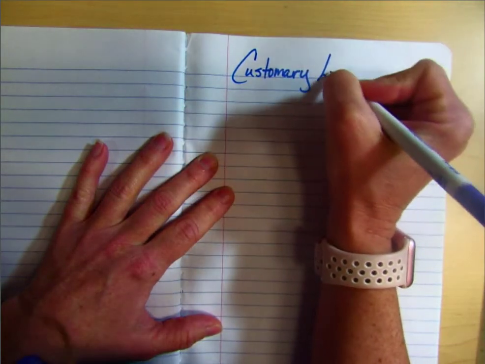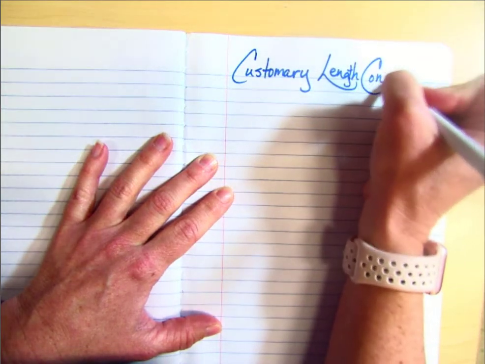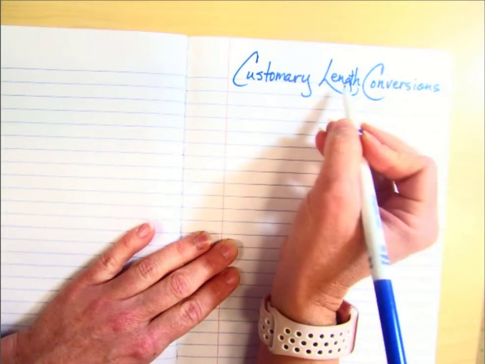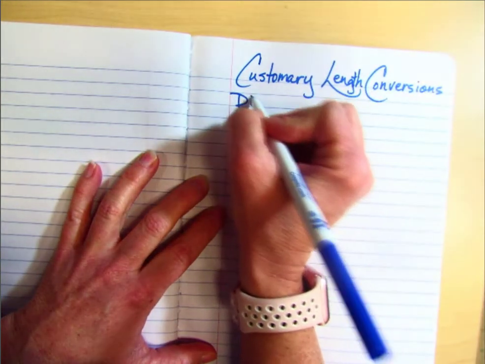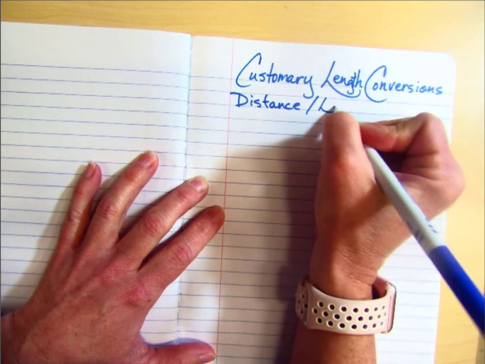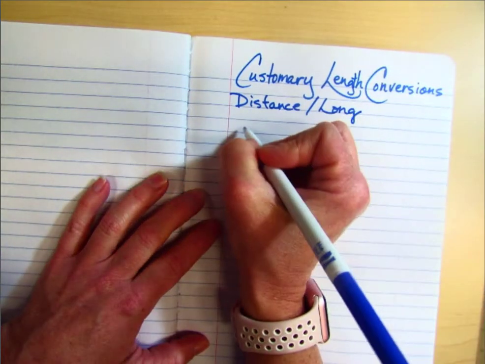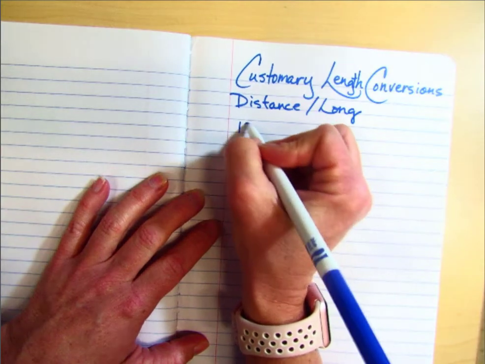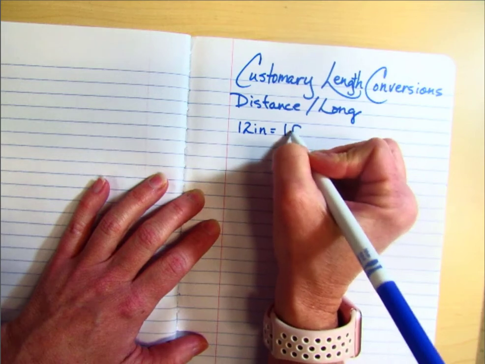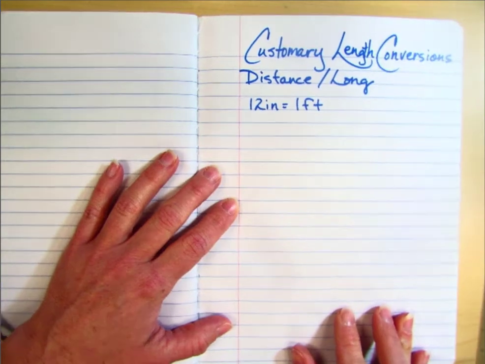So today we're going to focus on just customary length conversions. And we've talked about units, but remember with length, we're looking for distance or how long something is. We have a conversion chart that shows you all of this, but these are the parts that you're going to have to refer back to make your conversion.